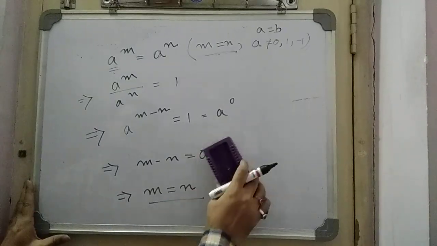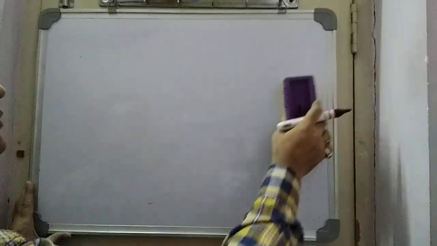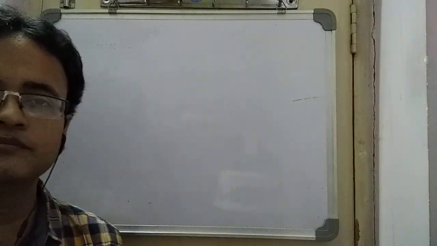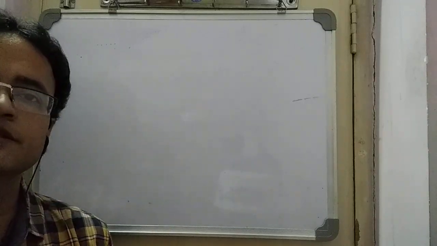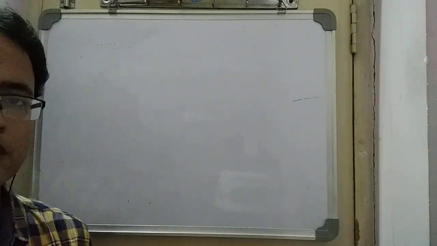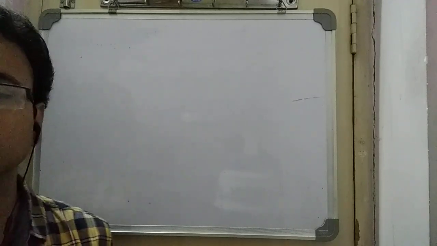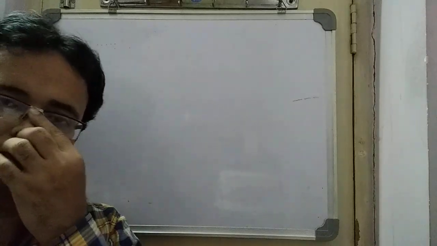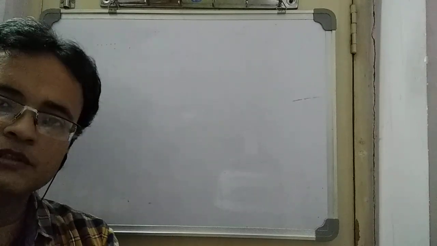So this is in short what is there inside your laws of indices chapter. There are 5 laws that we have discussed, and 2 more special cases: a to the power m equal to a to the power n, what happens for that, and a to the power m equal to b to the power m, what happens. Those things we have discussed, and in the next class we will take some problems on this.